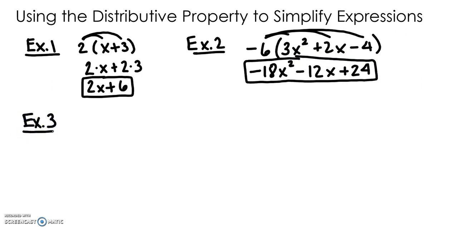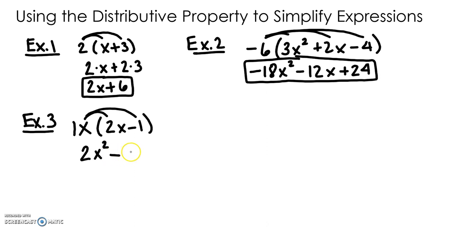Example 3, we're going to have a variable out front. So we have x times the quantity 2x minus 1. And this is the same thing. We're still going to distribute the x. So we're going to have an x times a 2x. Well, there's really a 1 in front. So if you think about multiplying the coefficients, that's just 2. And if we multiply the x's, x times x, that's x squared. Right, and then we have 1x times negative 1, and that's just negative 1x, but I'm just going to write it without the coefficient of 1 because it's typically how we see it.